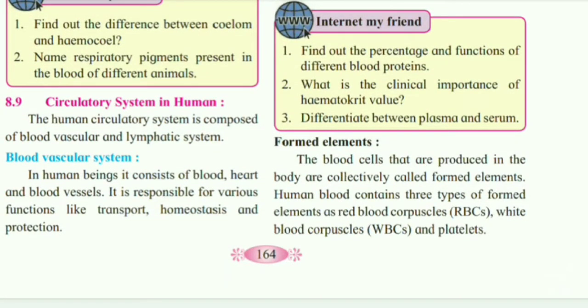Circulatory system in human. The human circulatory system is composed of the blood vascular and lymphatic system. Blood vascular system. In human beings, it consists of blood, heart and blood vessels. It is responsible for various functions like transport, homeostasis and protection.